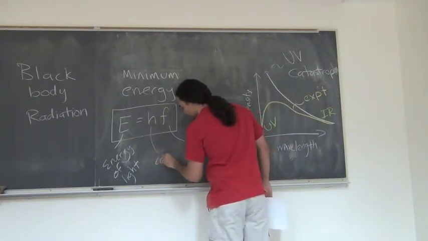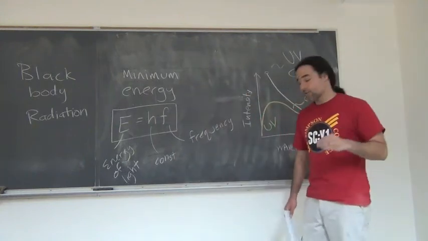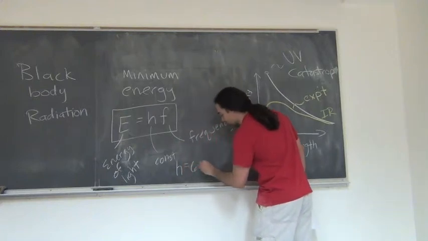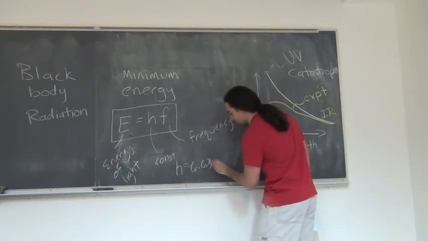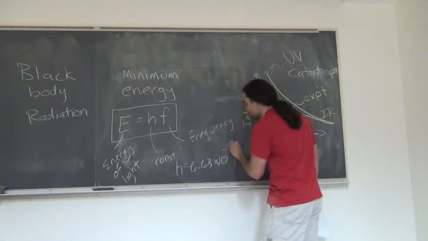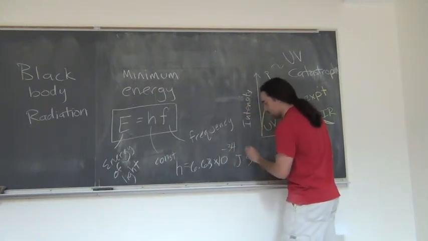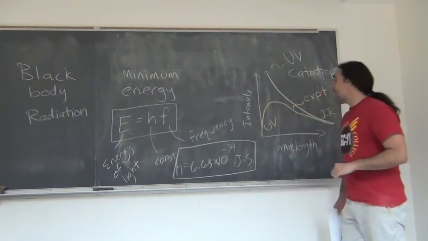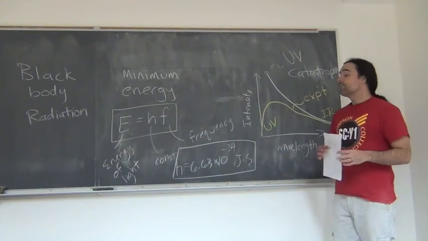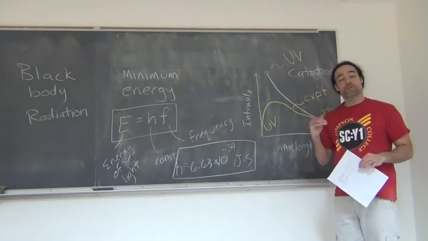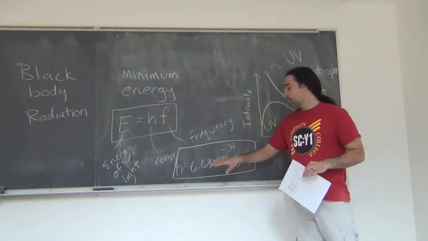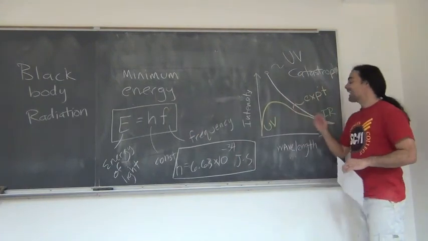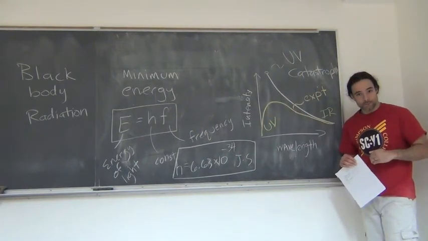This is a constant. It has come to be known as Planck's constant since he's the one who came up with it. It's equal to 6.63 times 10 to the minus 34 joule seconds. And lo and behold, if you make the assumption that the energy of light comes in multiples of h times f, you get exactly the experimental curve that people had already measured.